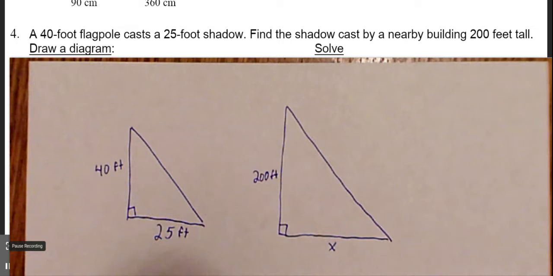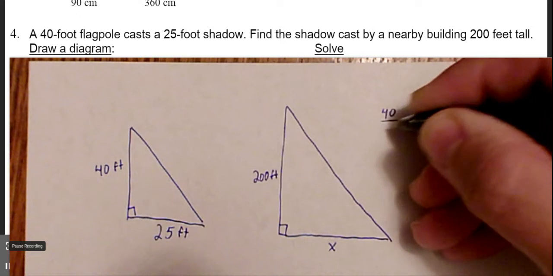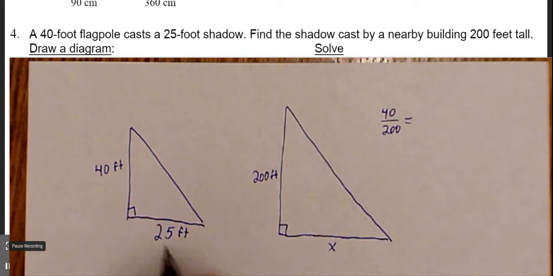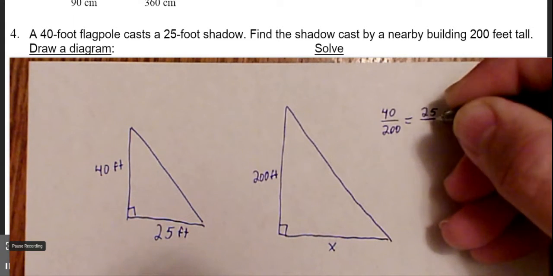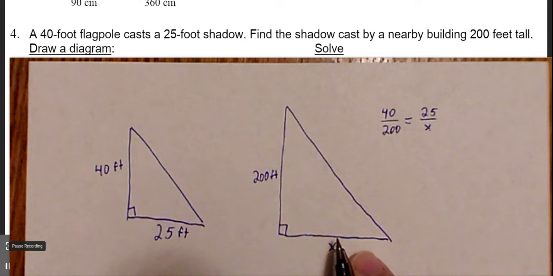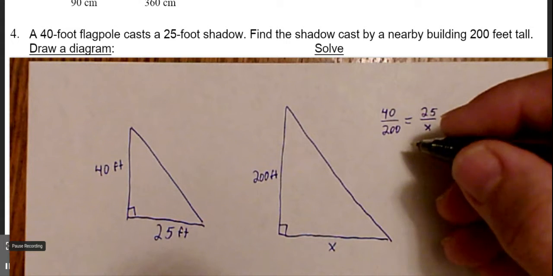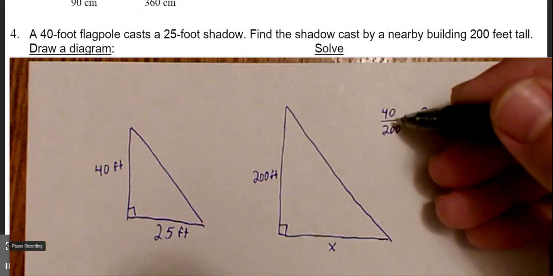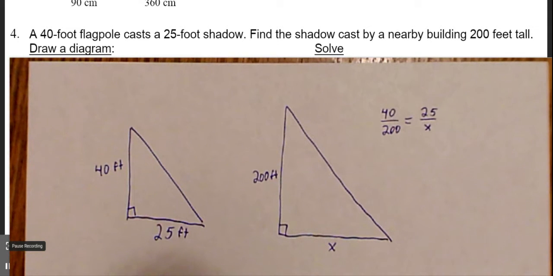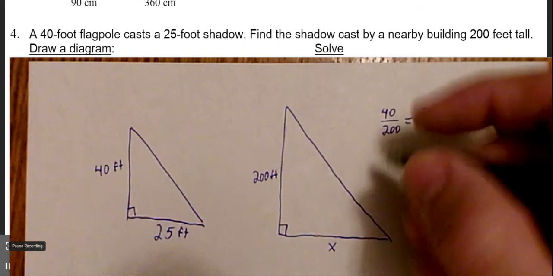Let's go ahead and set up our proportion. Now you would do height to height, so 40 over 200 equals length of the shadow to length of the shadow, 25 over x. Just make sure that you're always going in the same direction with your ratios. Now what I can do is cross multiply. Some people like to get kind of fancy and simplify this down a little bit. So if that's you and you want to say, you know what, 40 divided by 200 can simplify to 1/5.